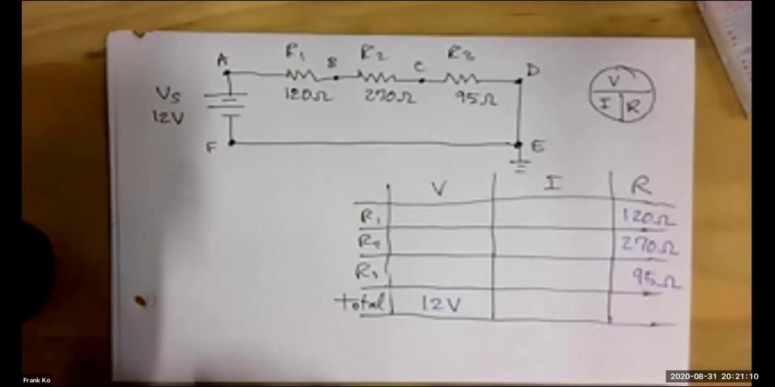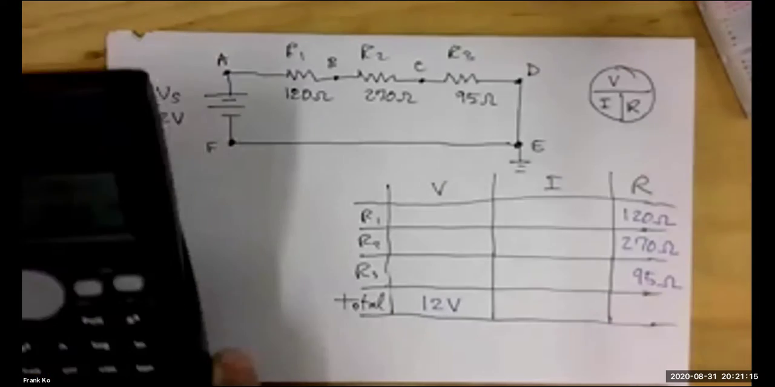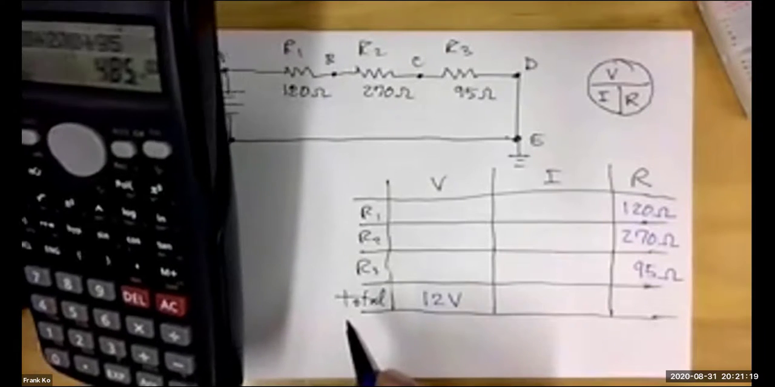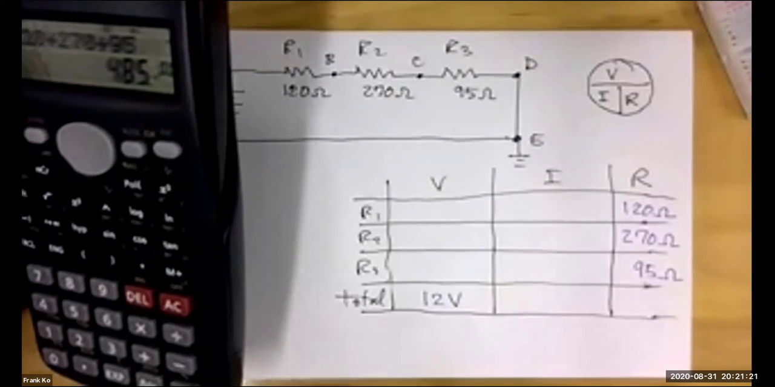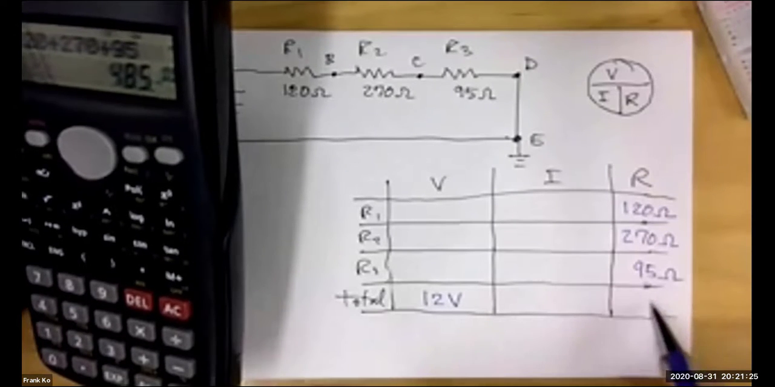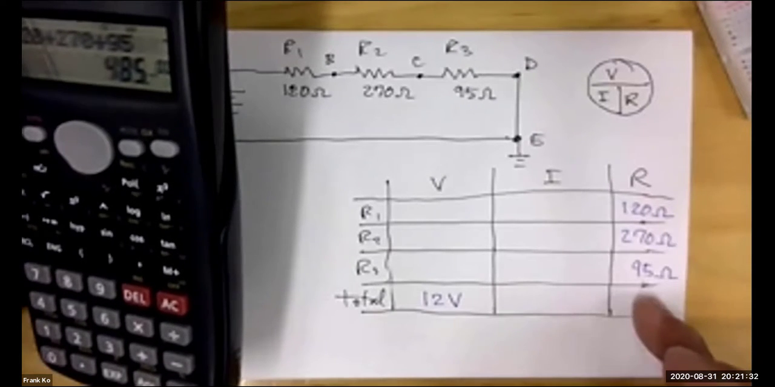485 ohms. How many people agree with 485 ohms? All right. Before you write that down, what should we do? Recalculate. Why? Make sure you're correct. Make sure you're really confident with this, because everything else depends on this calculation being correct.